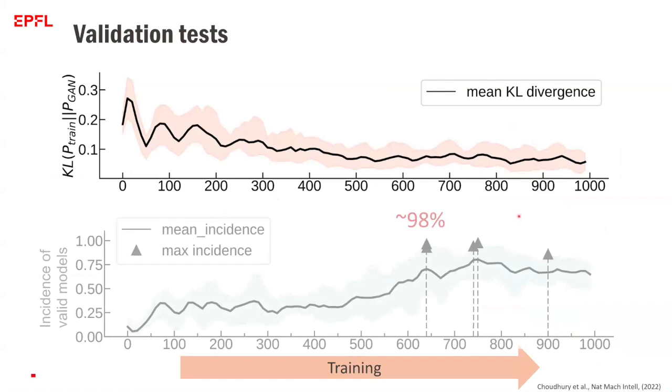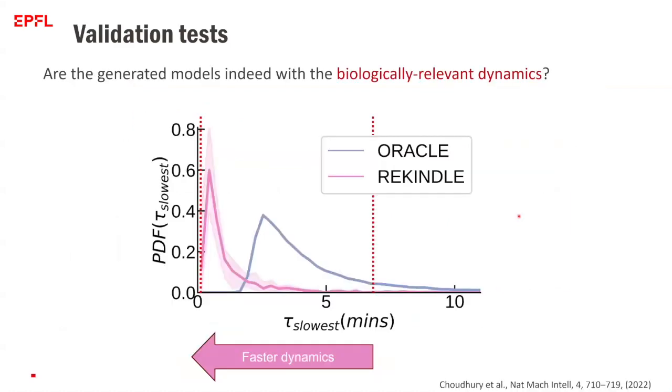Another test that we did was to observe the dynamics of the model. Because if I use a traditional method, Oracle, to create this type of models, I have a distribution that you see in a probability distribution function, in blue here. And since our target was to have only the ones in the green patch, we were in fact biasing our generator towards models with faster dynamics. That's why the distribution is shifted to the left.